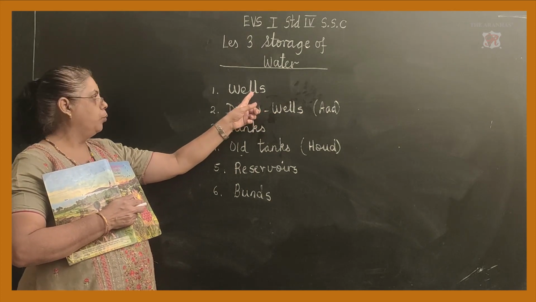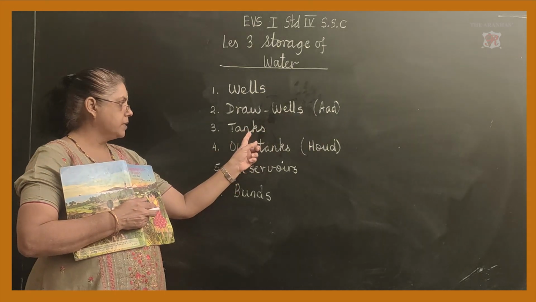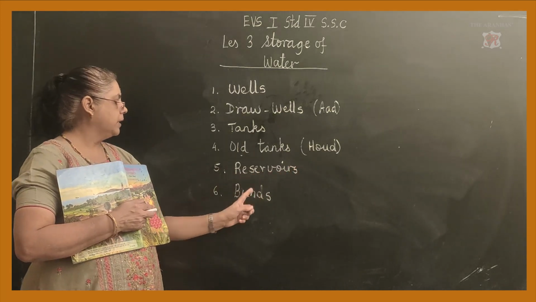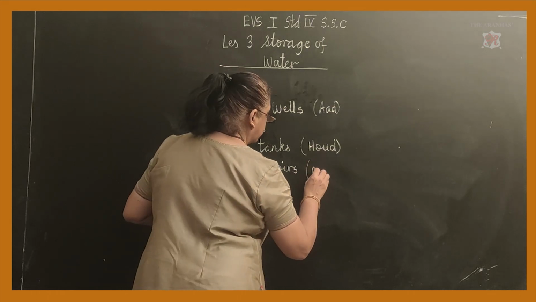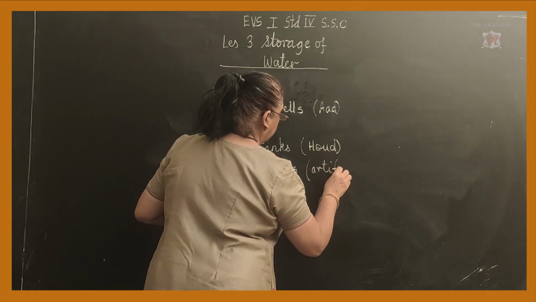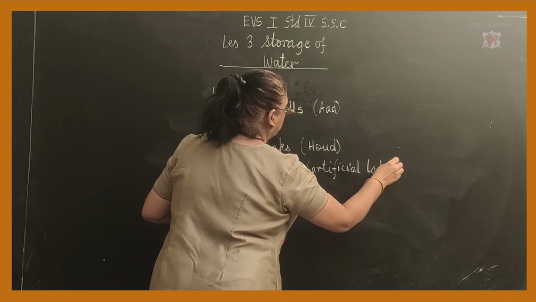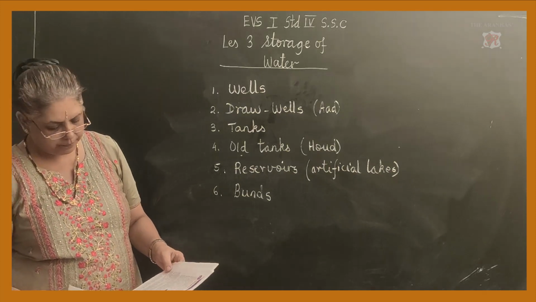Just repeat with me: wells, draw wells, tanks, old tanks called hound, reservoirs and bunds. Reservoirs are artificial lakes. They are called artificial lakes. They also store water. Reservoirs were built to store the water.